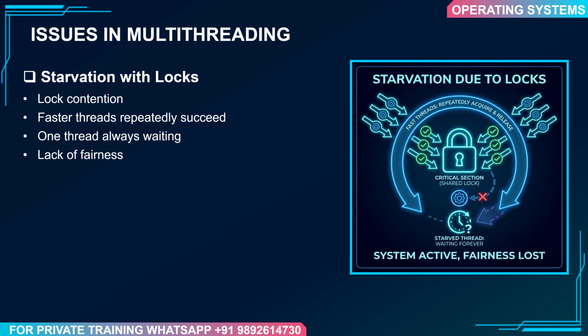Starvation can also happen with locks. Suppose a thread needs a lock to enter a critical section, but other threads keep acquiring and releasing that lock faster. The unlucky thread keeps waiting and never gets its turn. Again, the system is not stuck, but fairness is lost.